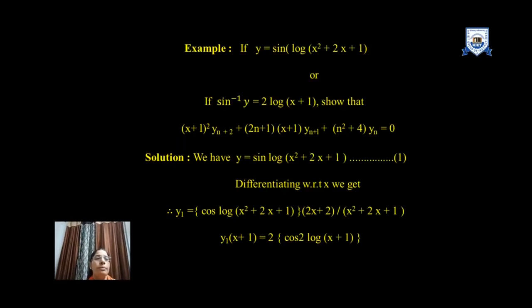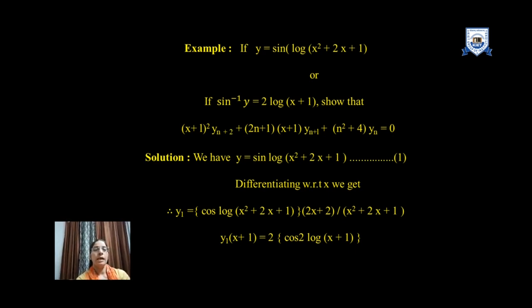We can understand this by an example. This example will help us to understand this better. Let y equal sine of log of (x square plus 2x plus 1), or we can write sine inverse y equals twice log of (x plus 1). And we have to show this identity: (x plus 1) whole square y(n+2) plus (2n plus 1) into (x plus 1) y(n+1) plus (n square plus 4) yn equals 0. Here y(n+2) is the (n+2)th derivative of y, y(n+1) is the (n+1)th differential coefficient of y, and yn is the nth differential coefficient of y.